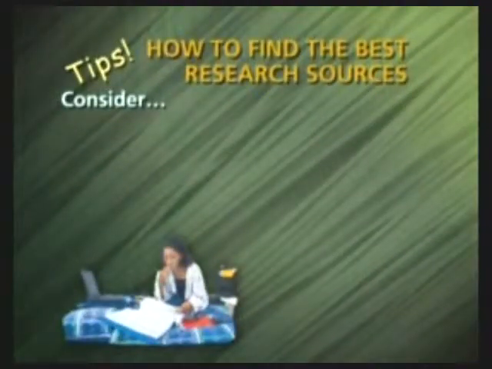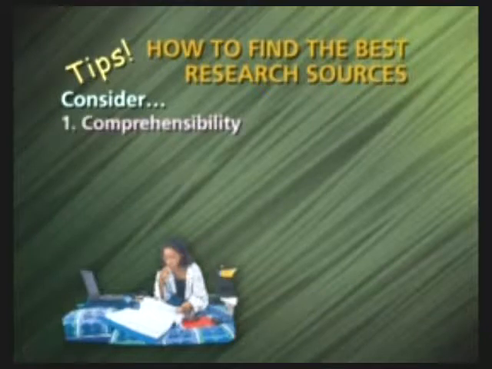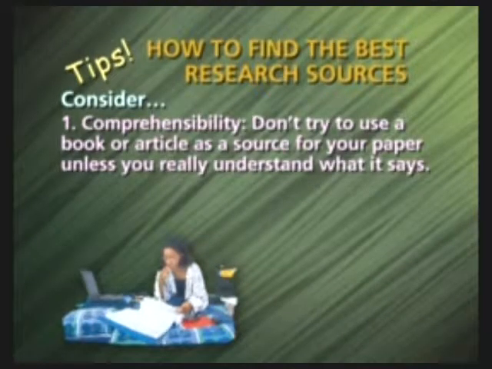Here are some tips about how to separate the best research sources from those that are not so good. Among the criteria to consider are the following. First, comprehensibility. Don't try to use a book or article as a source for your paper unless you really understand what it says. Now, this doesn't mean you should only use easy sources. Use a dictionary, of course, to help with hard language, and as you spend time reading around your topic, you may find yourself understanding more and more complex materials.